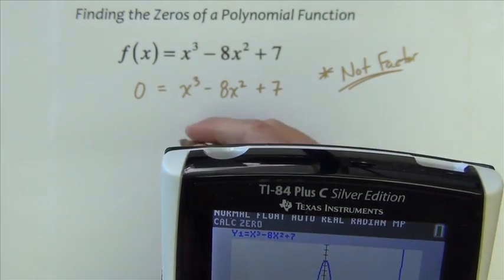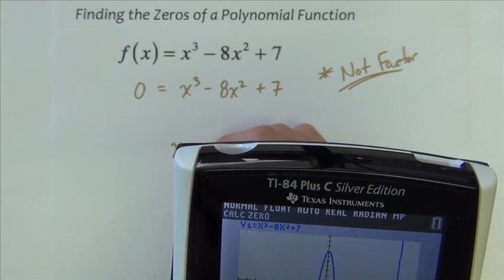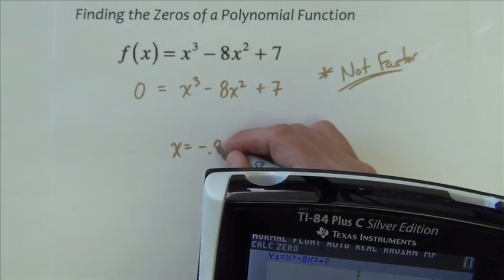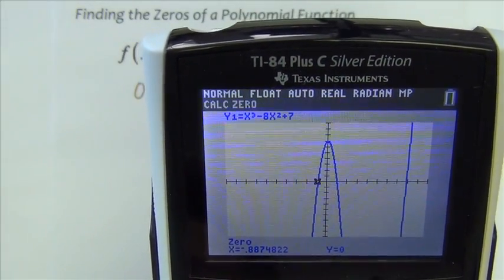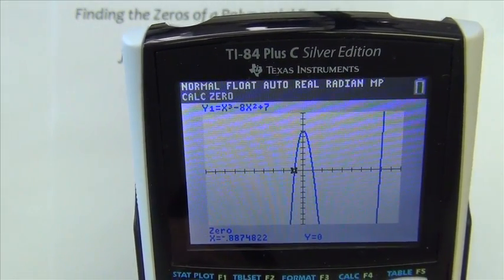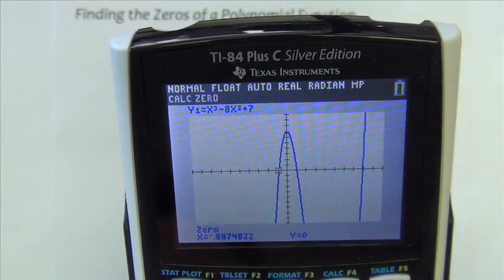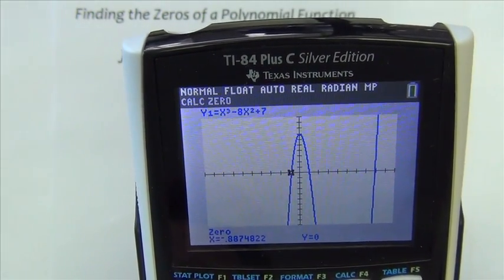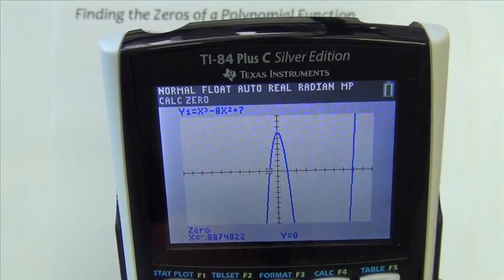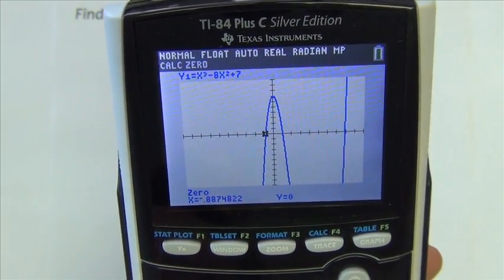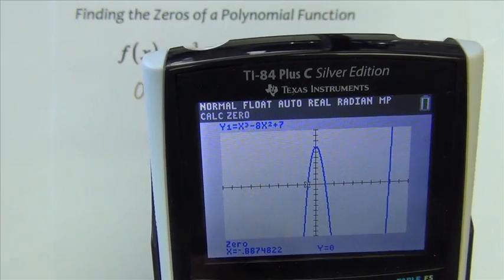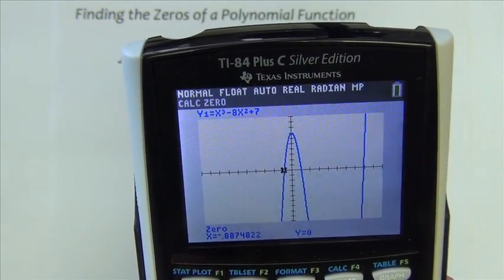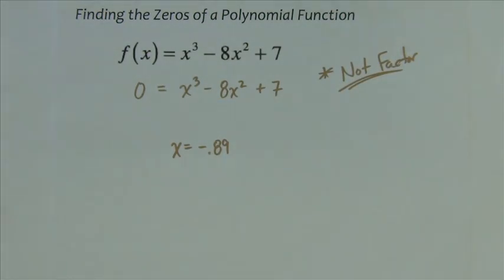X equals -0.89. Oops, sorry, there it is. And in that manner, we're going to go through and find all the rest of the zeros. Now, I'm not going to do that on the video because we've done this a few times in this course, as far as walking through the steps on how to do that, and we've done it in class a lot too. But that would be a way to solve this particular function when we can't factor it.